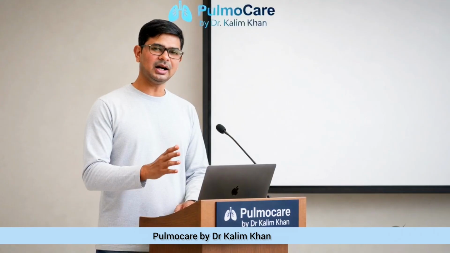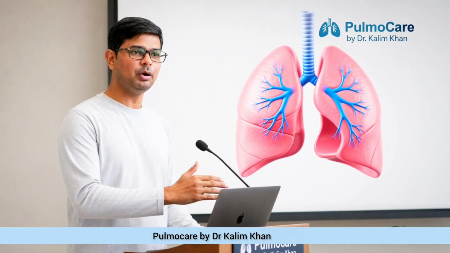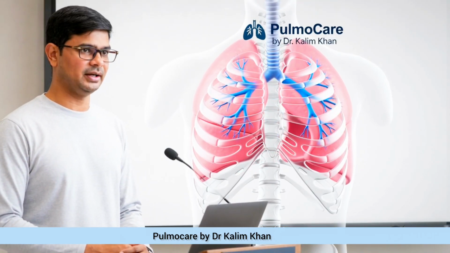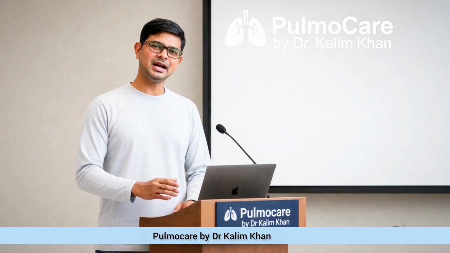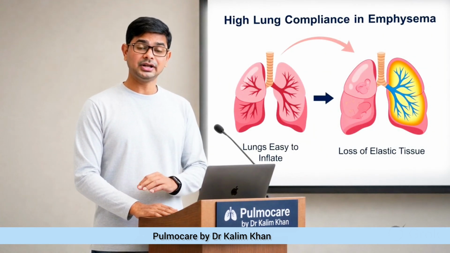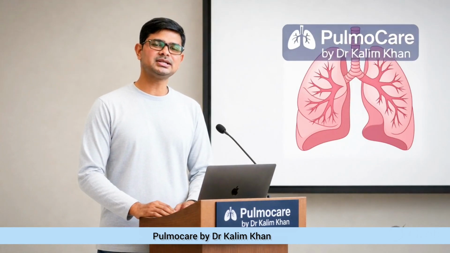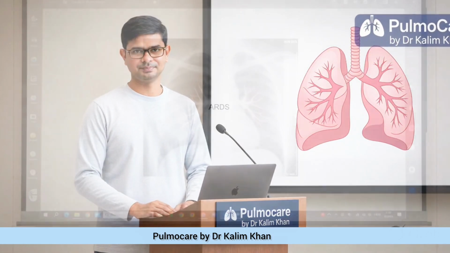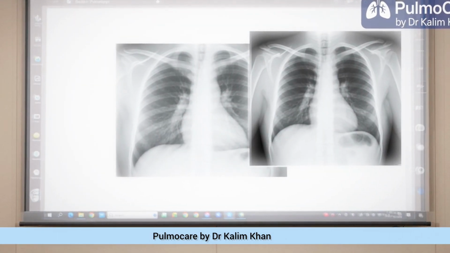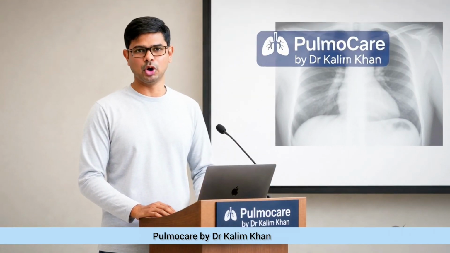Now let us discuss lung compliance. Compliance refers to the ability of the lungs and chest wall to expand when pressure is applied. In simple words, compliance tells us how easily the lungs inflate. High compliance means the lungs are easy to inflate. This is commonly seen in diseases such as emphysema, where the lungs become overly compliant due to loss of elastic tissue. Low compliance means the lungs are stiff and difficult to inflate. This occurs in conditions such as acute respiratory distress syndrome, pulmonary fibrosis, pulmonary edema, and severe pneumonia. In these patients, higher pressures may be required to deliver the same tidal volume.